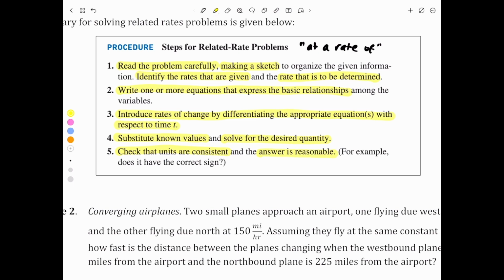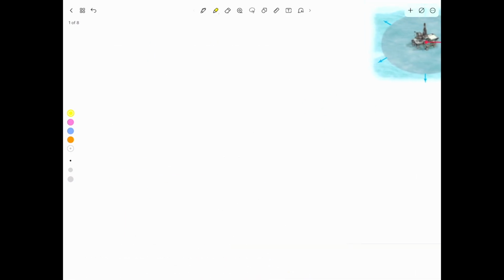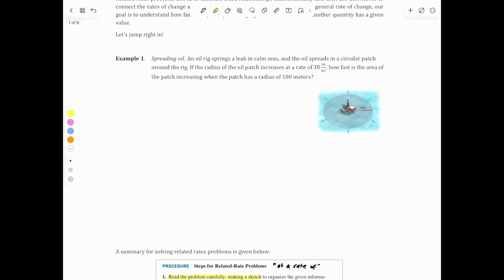The most common mistake that we see here is usually a sign issue, like a plus or a minus. Generally speaking, if the quantity is getting smaller, it should have a negative rate of change. If the quantity is getting larger, it should have a positive rate of change. So let's just jump in and see what we can do with example 1.